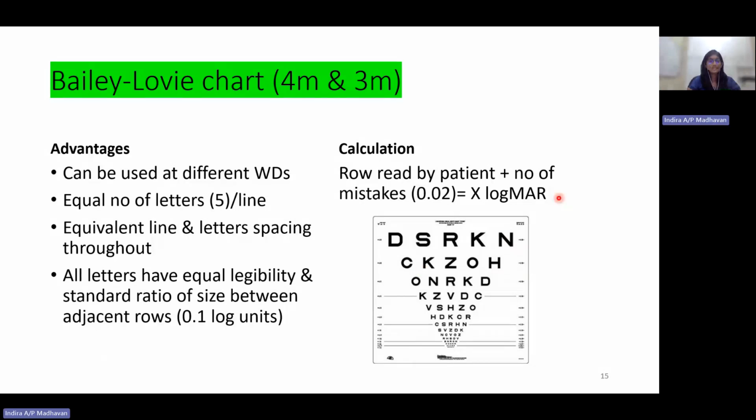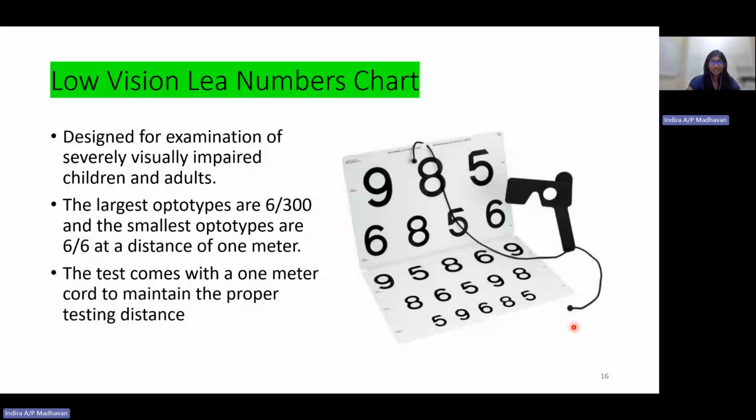Okay, so we also have other charts, like the low vision Lea numbers chart. This is how it looks. Although this looks like a reading chart, it is not a reading chart. Why do they have this string with an occluder? Because for this low vision Lea numbers chart, the measurement is done at 1 meter.